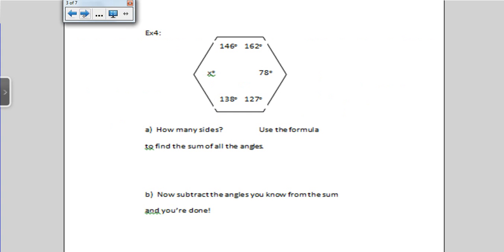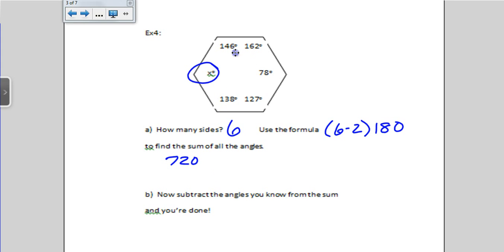So in this shape, the first question is how many sides, and if I count them up, it has 1, 2, 3, 4, 5, 6 sides, which means we have a hexagon. So using our formula, n minus 2 times 180, we'll do 6 minus 2 times 180, and that leaves us with 720 degrees for the sum of all the angles of this polygon. Now in order to find the missing angle of x, we're just going to subtract all of these off of 720, and I believe those total up to 651, giving us a total for the x degree angle of 69 degrees. So a very simple problem if you know the formula.